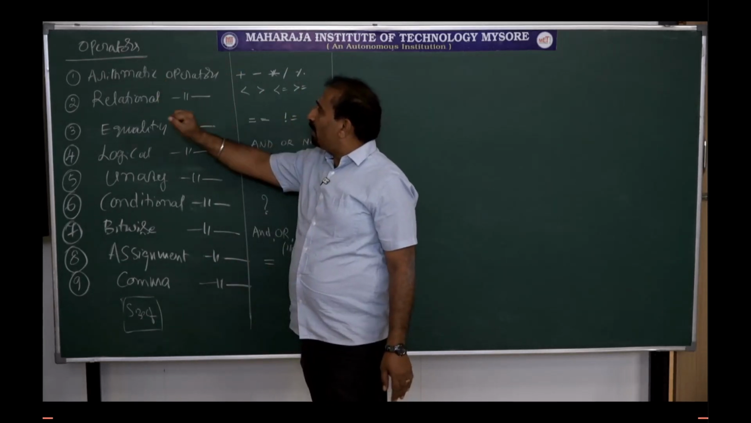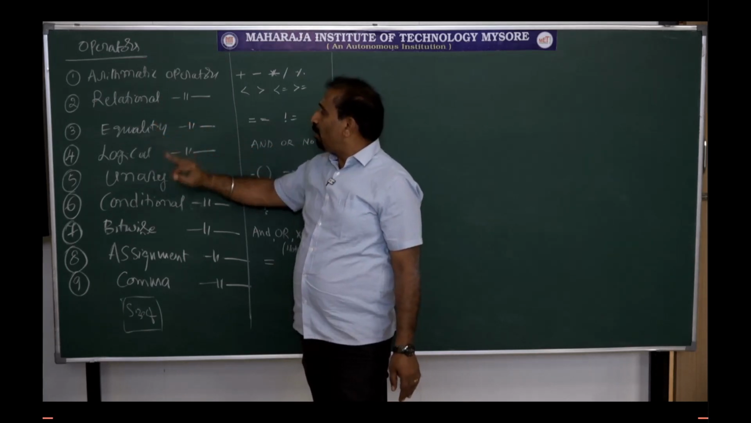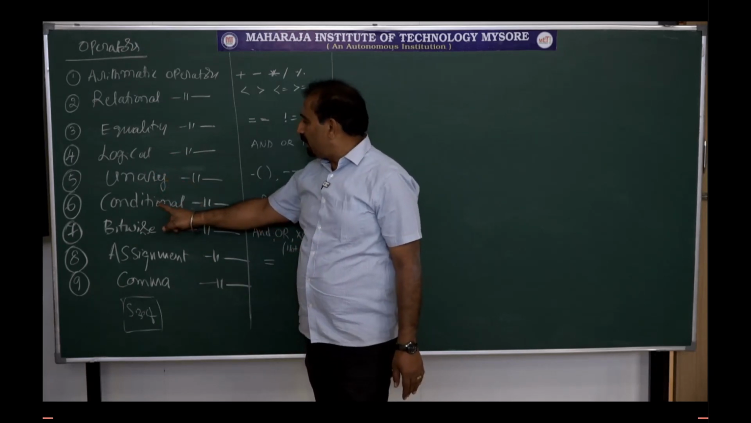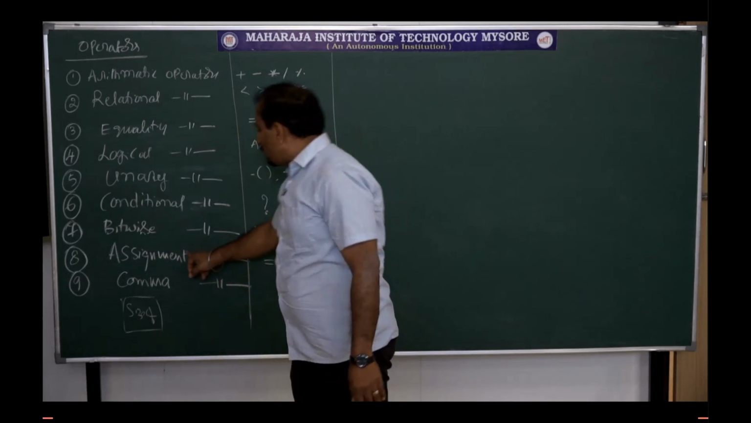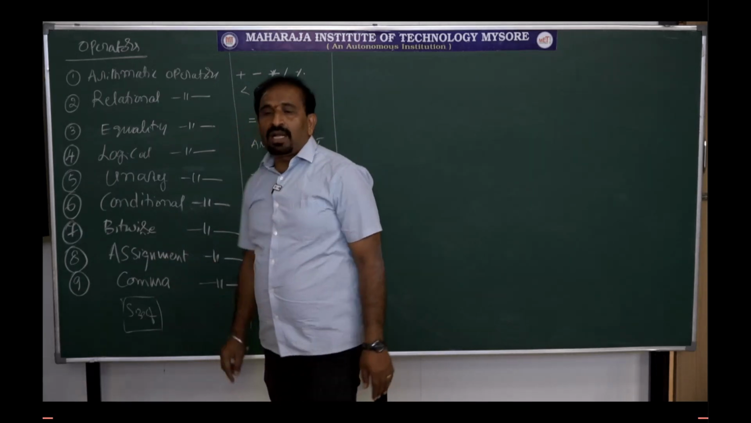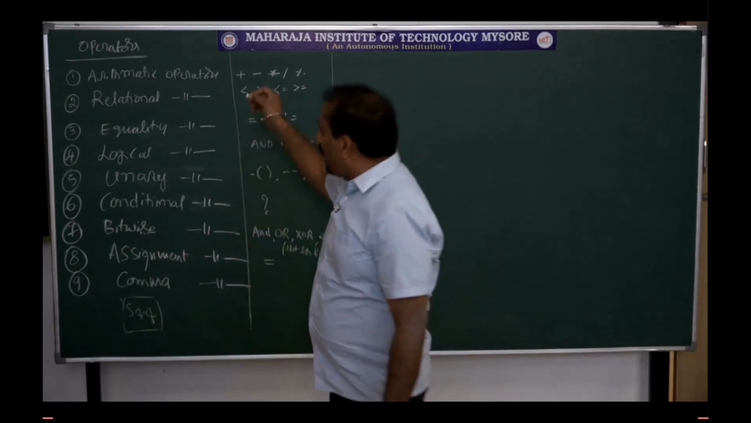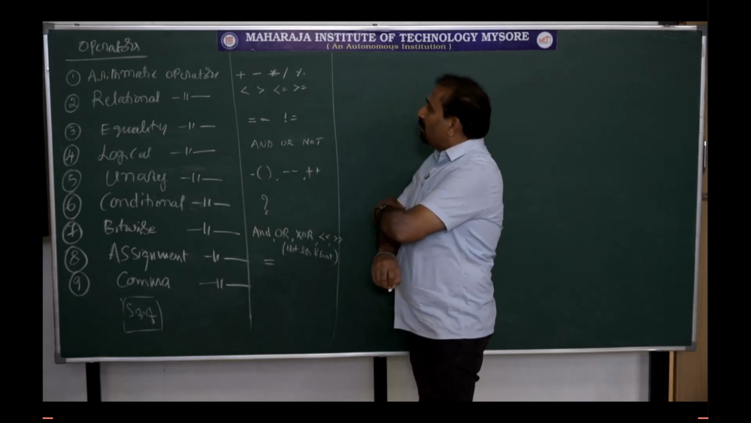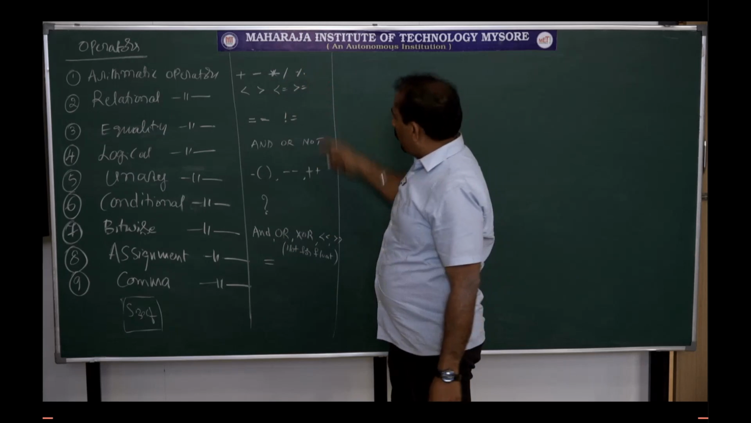We have arithmetic operators, relational operators, equality operators, logical operators, unary operators, conditional operators, bitwise operators, assignment operators and comma operators. These are the operators we have in C, and for your sake I have written the symbols which are used for representation.